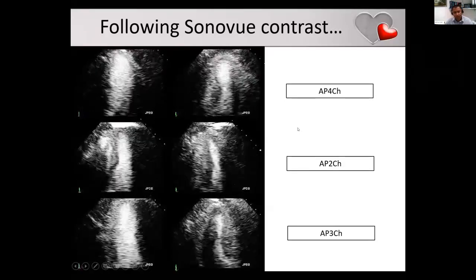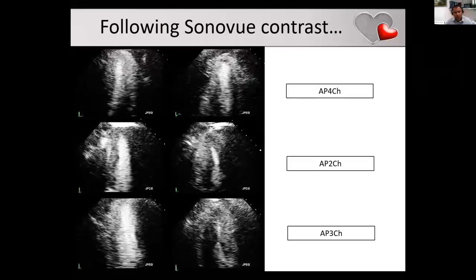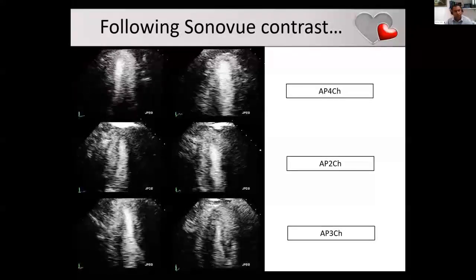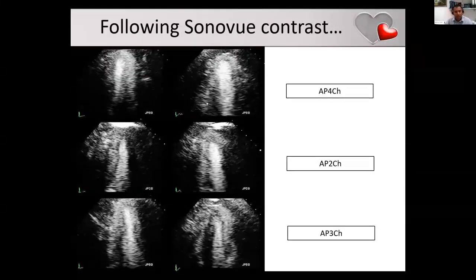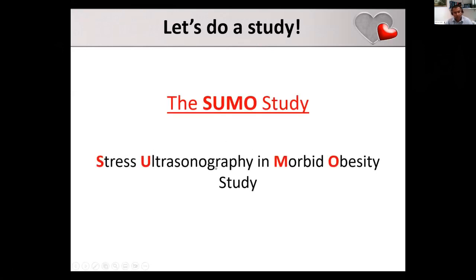And then the second patient came on that list and had exactly the same issue with a similar BMI, and we were able to get diagnostic images. It made me realize that this is probably the only test these patients could have. So at that stage, I thought, well, why don't we have a look at this and do a study? So we called it the SUMO study, which was the stress ultrasonography in morbid obesity study.